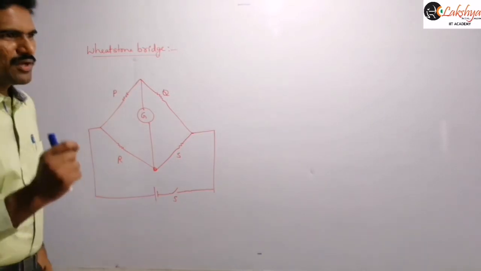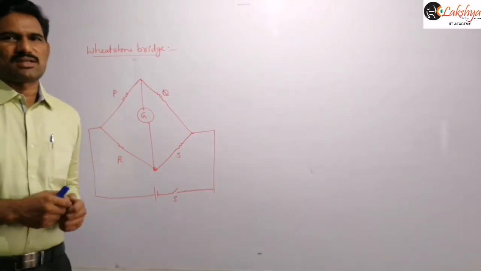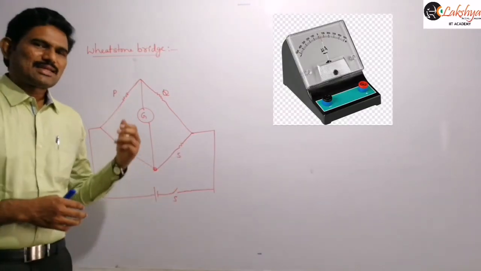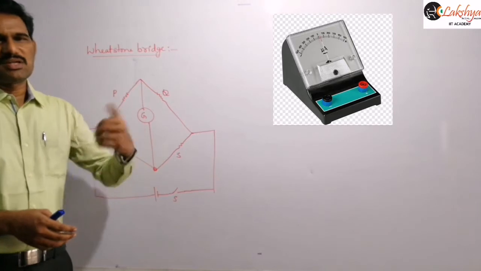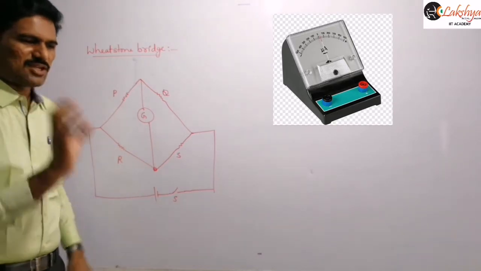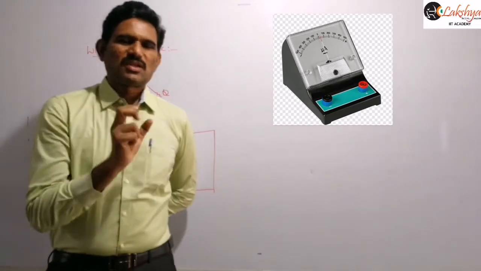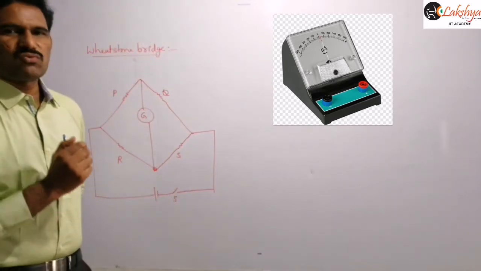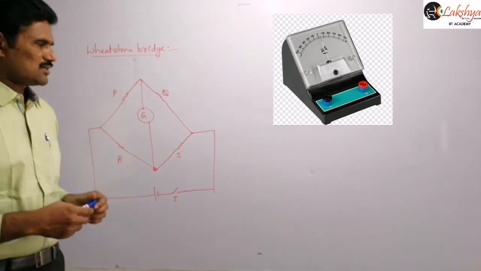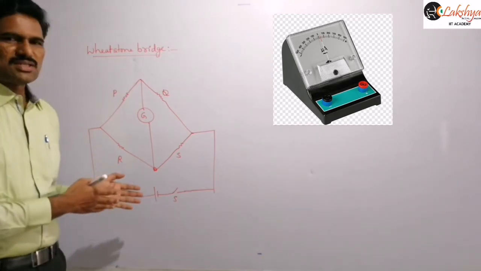A galvanometer is a device used to find very small currents. We will discuss later that it can be converted into an ammeter and also into a voltmeter. So it is a device used to measure very small currents, and with its help we can also find the direction of current flow. It is a very sensitive device.